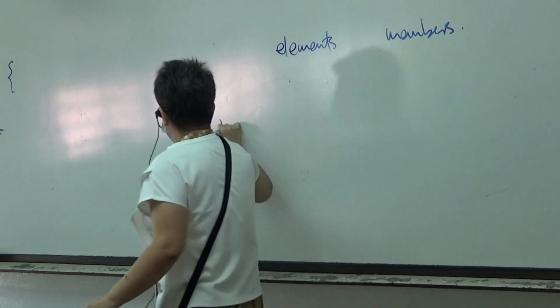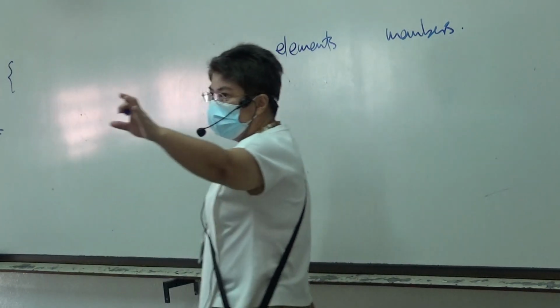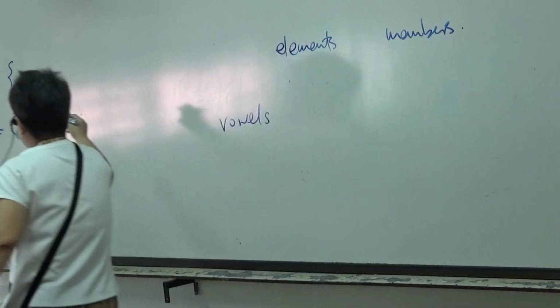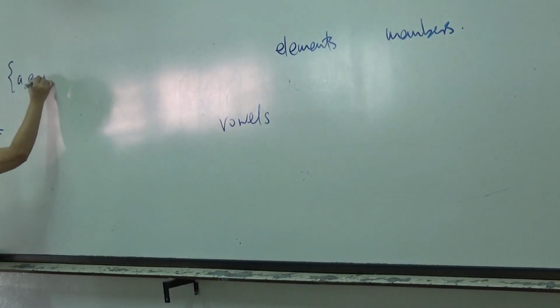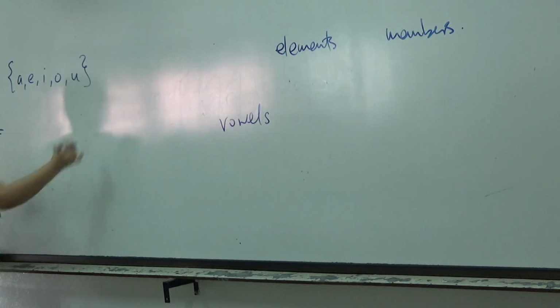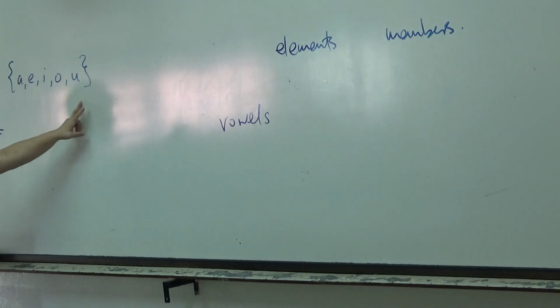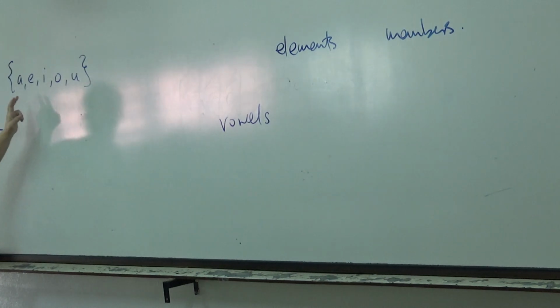Okay, now, I think you know, right? The vowels in the set of alphabets are A, E, I, O, U. So this will be A, E, I, O, U. When you list the elements, it must be in curly brackets. No other brackets. Is that clear? Each element is separated by a comma.